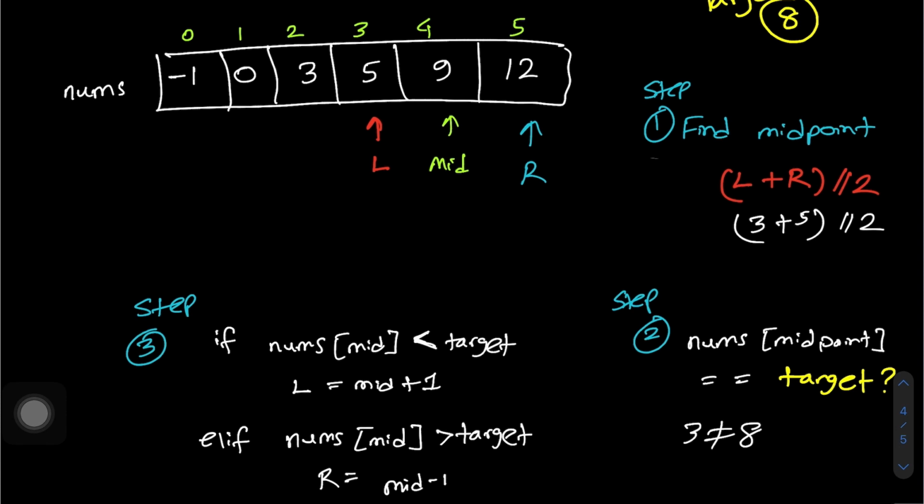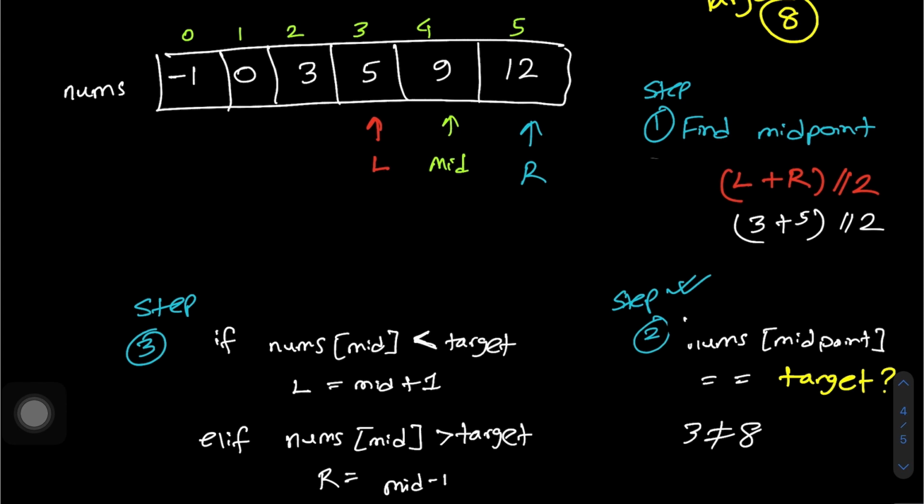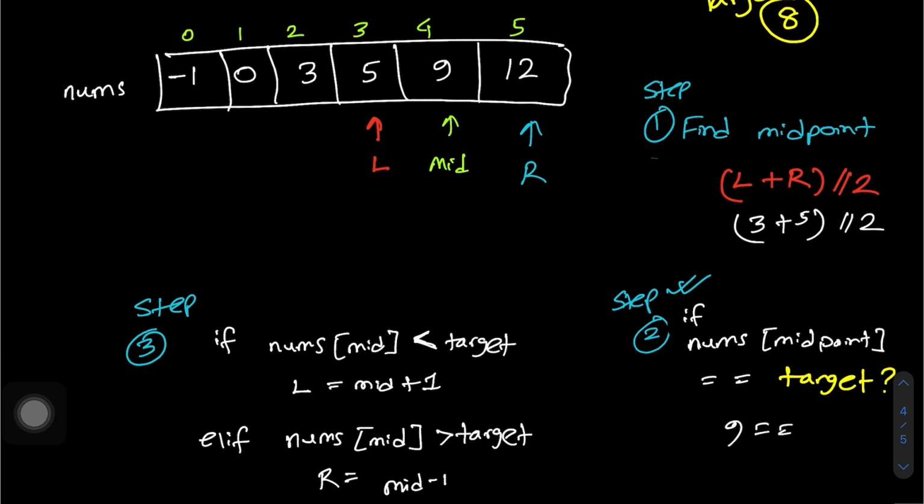Then what was step 2? Let's go back to our pseudocode. Step 2 was finding whether nums of midpoint equals the target or not. So what is nums of midpoint pointing to right now? It is pointing to the value 9. So is 9 equal to 8? No, it is not. 9 is in fact greater than 8, right?